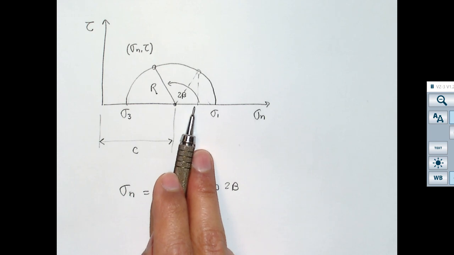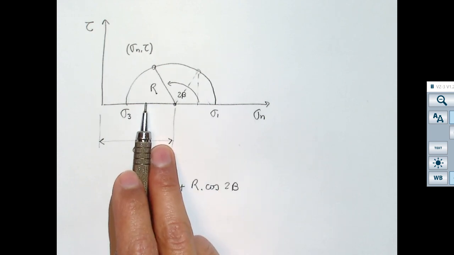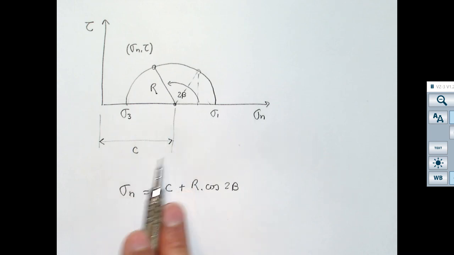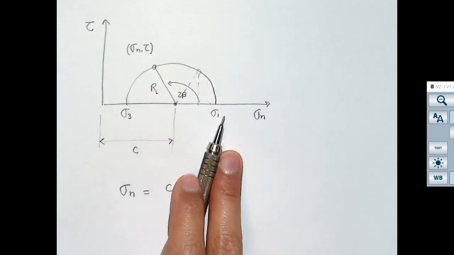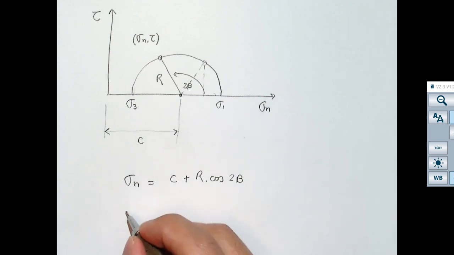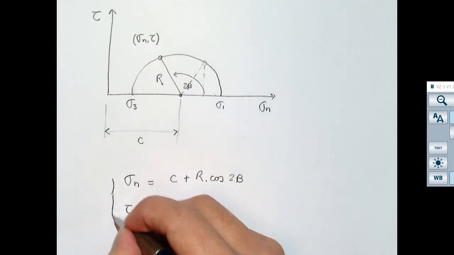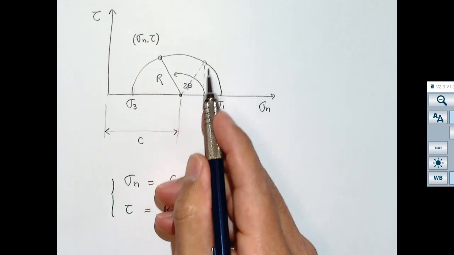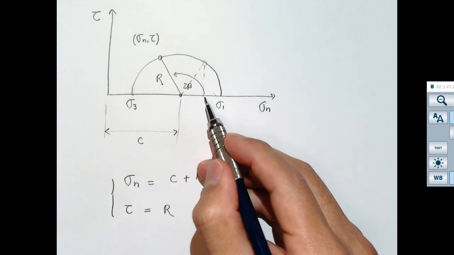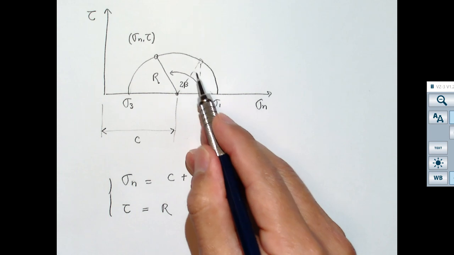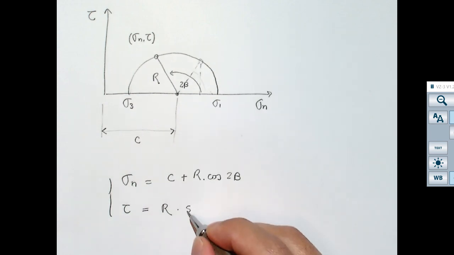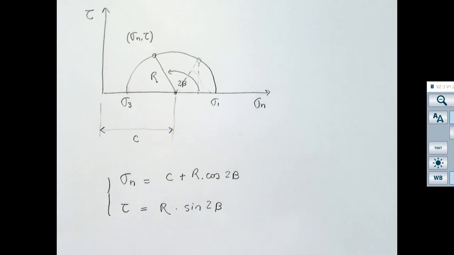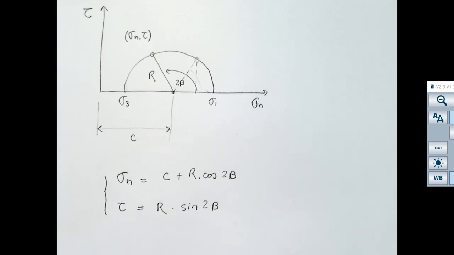When 2 beta is 180 degrees, this goes all the way over here, and cosine of 180 is negative 1. So c minus r gives you sigma 3. And when 2 beta is in between 0 and 180 degrees, it gives you a point somewhere around the circle. That's for sigma n. And shear stress, tau, is just going to be r times the sine of 2 beta. For example, in this case, if 2 beta is from here to there, the sine is just going to give you this amount. So this is going to be r times sine of 2 beta. And that's it. That's everything you have to do in order to draw the Mohr circle.